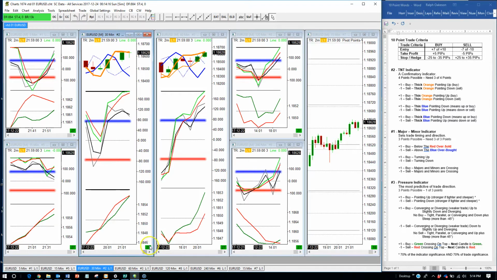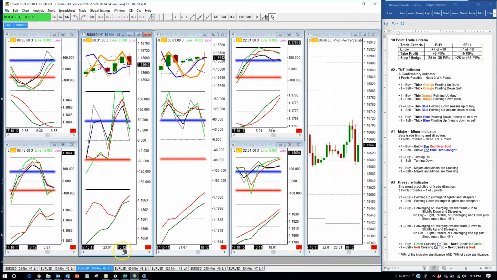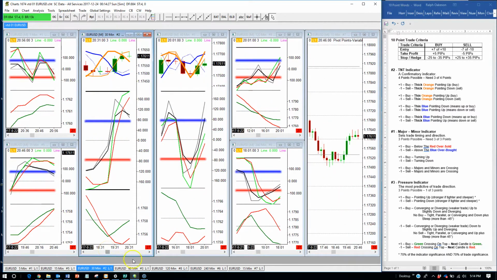So in order to get to historical data, we simply left-click on this darker gray square and slide it into historical data. You can see that we are now in historical data because of the red square. All right? So let's go ahead and see if we can find a trade.